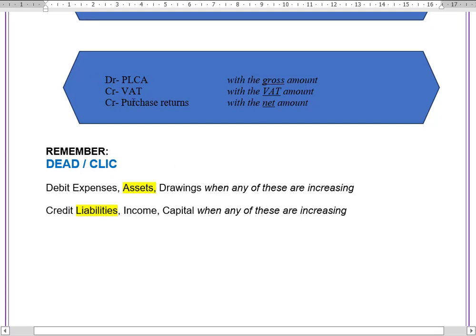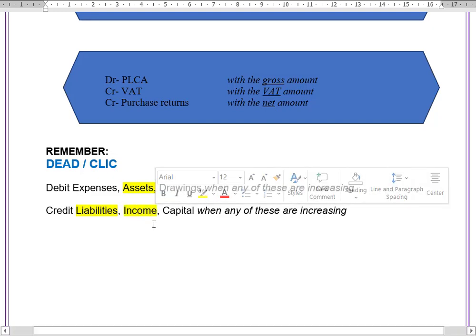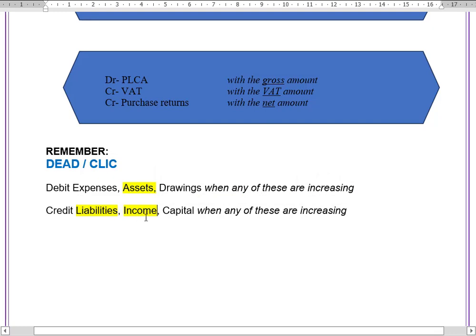I'm crediting the VAT. And you have purchase returns. Purchase returns is taken as an income in your hands. Literally, it is you technically saving on your cost, or reducing your cost, or getting your refund back. It will be classed as an income. And in this case, the income is increasing. Hence, we are crediting purchase returns.